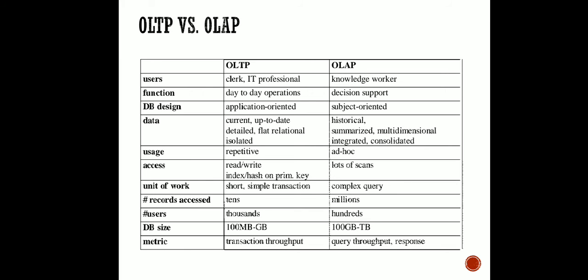You can see here the database size is definitely going to get very huge, right? If we just see the data, OLTP is going to store current, up-to-date data that is detailed. And OLAP is going to store historical, summarized, multidimensional, integrated, consolidated data and all. Fine, this kind of data OLAP is going to hold. So this is the basic difference. You may go through each point, and you can understand the basic difference between OLAP and OLTP from this slide only.